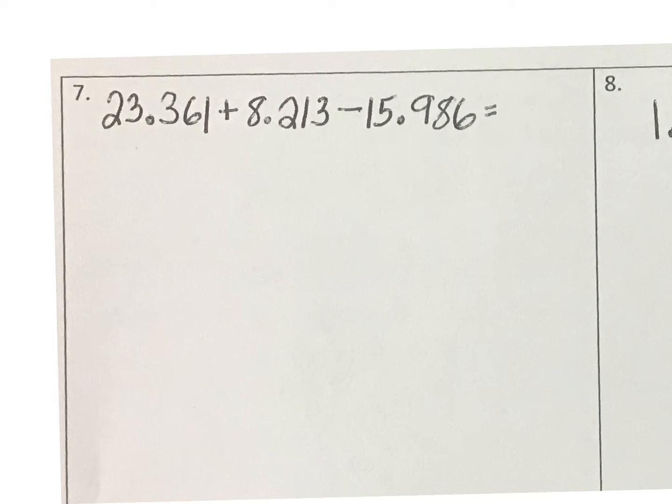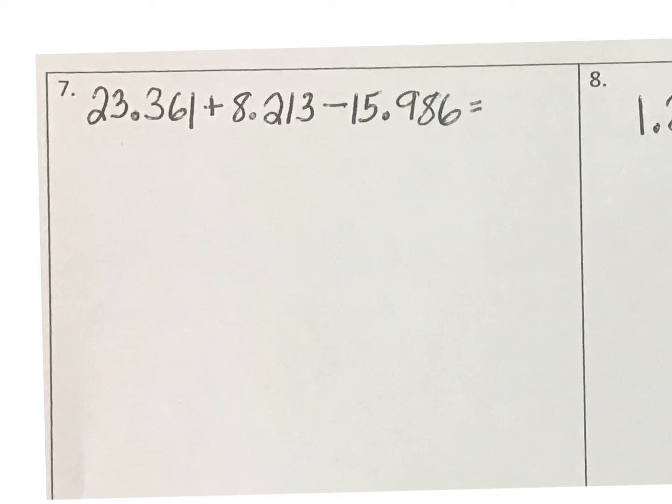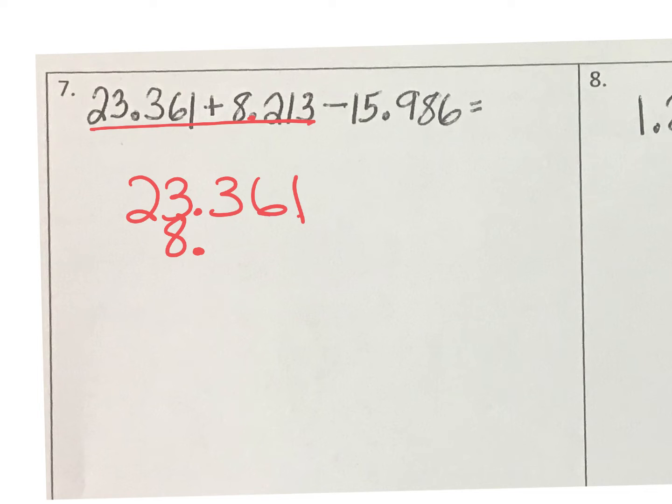Number 7 is adding and subtracting decimals. And the key to adding and subtracting decimals is to line up your decimal. So order of operations tells me I can do the plus and minus. I just have to start first come, first serve. So I am going to do this first. 23.361. And I'm real careful to line up my decimal. So I put my decimal first. And this has 8 and then 213.